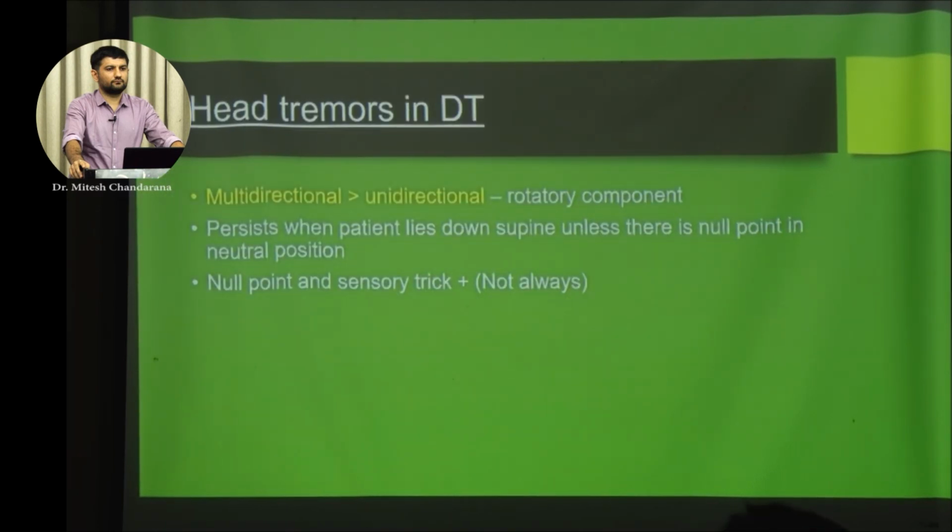There are some things that will come through. Head tremors in DT are usually multidirectional rather than unidirectional. They have a rotatory component, and it persists when the patient lies down in supine position unless there is a null point in that neutral position. And these two characteristics should always be looked for.